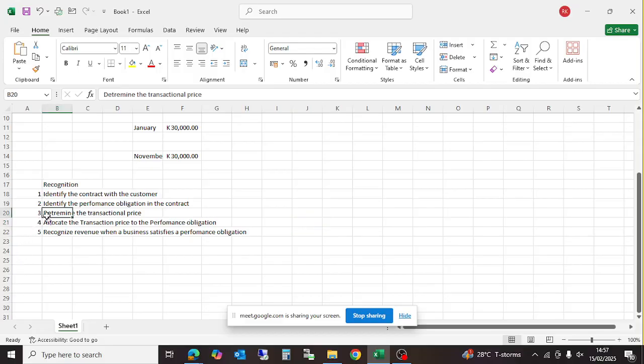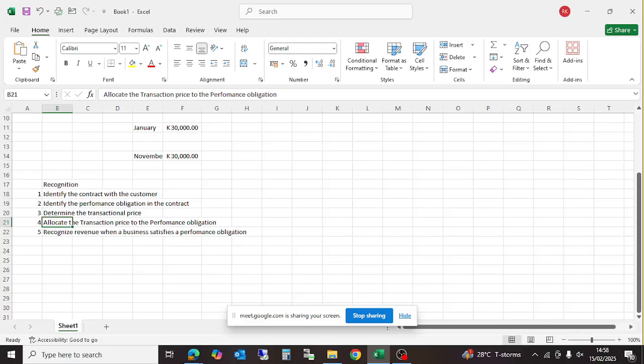And then number three, determine the transaction price. This one is actually very straightforward. By the transaction price, we are looking at the consideration that the company is expecting to receive and the customer is expecting to pay. That's the transaction price for that particular contract, or basically the price at which the customer is paying for their performance obligation.